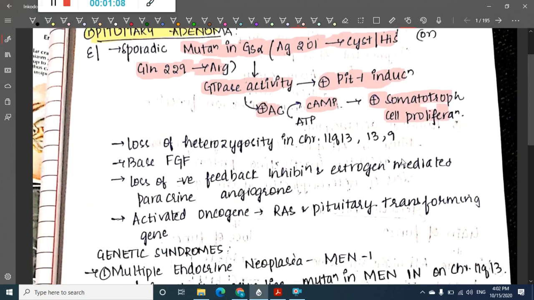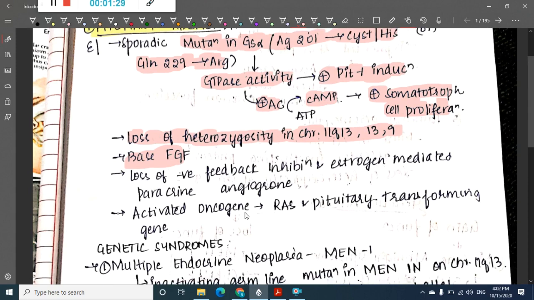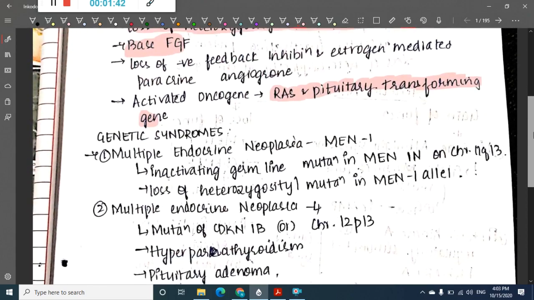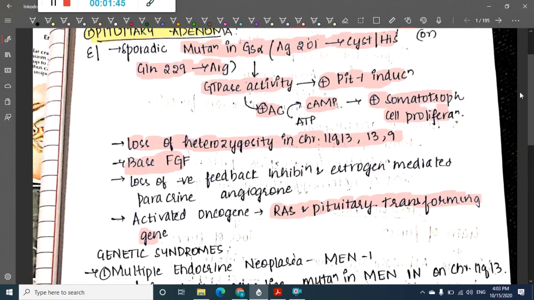Second, the loss of heterozygosity in chromosome 11q13, 13 and 9, and basic FGF, and loss of negative feedback inhibition, and estrogen mediated paracrine angiogenesis. And if you see activated oncogene, that is RAS oncogene or pituitary transforming genes, all these can result in pituitary adenoma. So you should just remember at least these names of the genes.